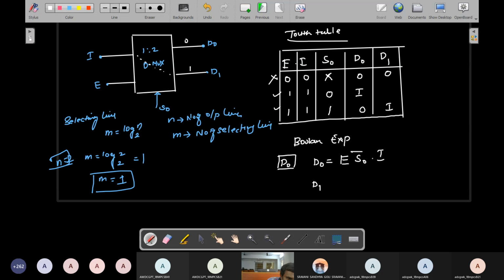Similarly, D1 is nothing but the next D1 input. You will write D input. So D1 is nothing but, see, this is the D1 input. So the D1 input is enable high, S naught is high, then only it will show that high value. So therefore E into S naught into I. So this is your Boolean expression.